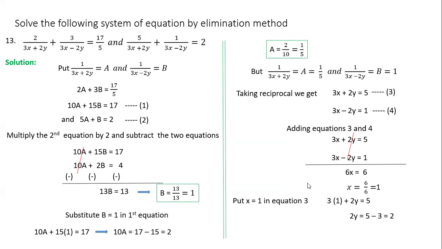2y is equal to 5 minus 3, that is equal to 2. So y is equal to 2 divided by 2, which is 1. You got x is equal to 1, y is equal to 1.